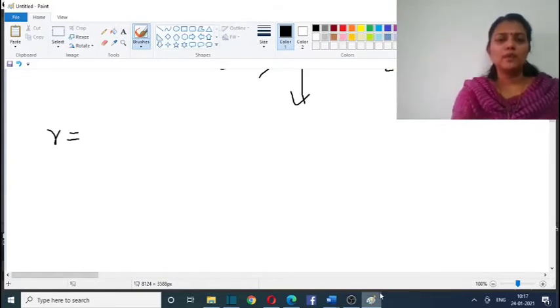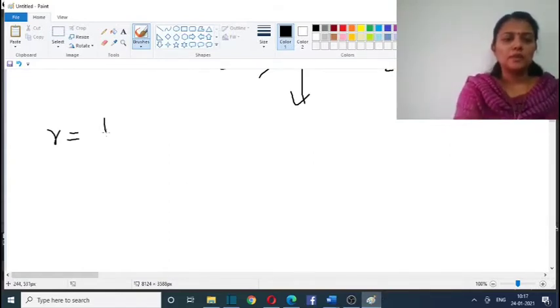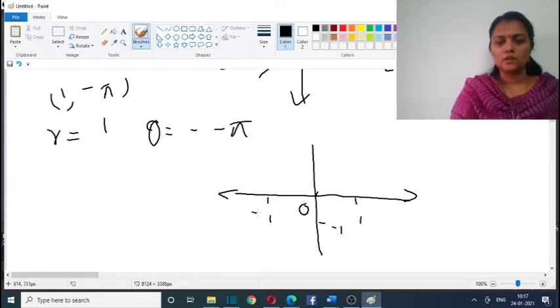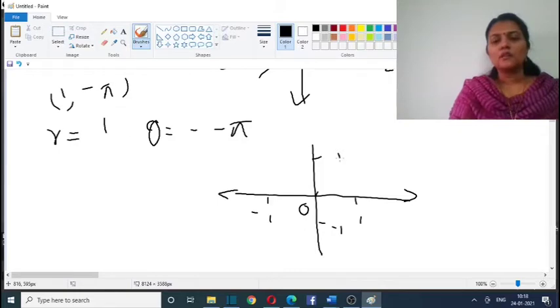We have the next point, r equal to 1 and theta equal to minus pi. So we can draw it in polar coordinates. This is 0, this is 1, here minus 1. We have the ray theta equal to minus pi. Theta equal to pi is here, theta equal to minus pi is from here to here, and r equal to 1 here.